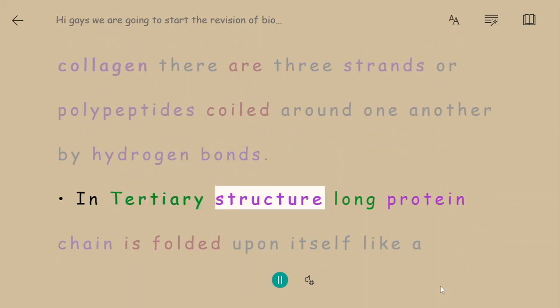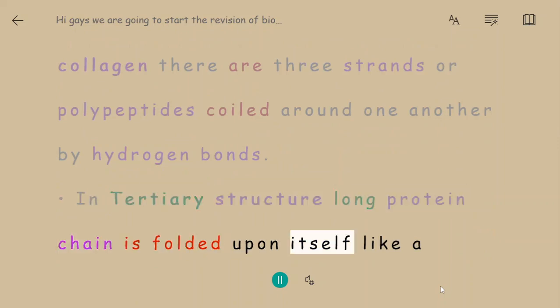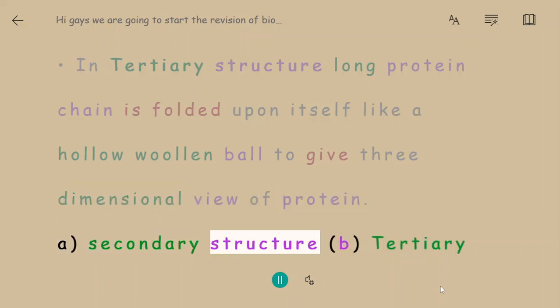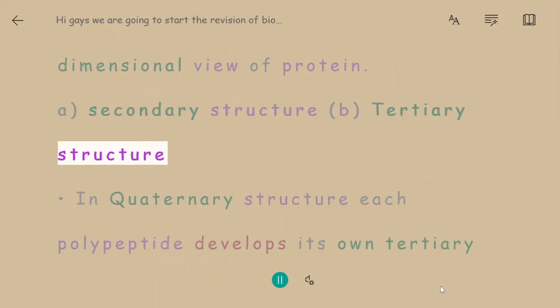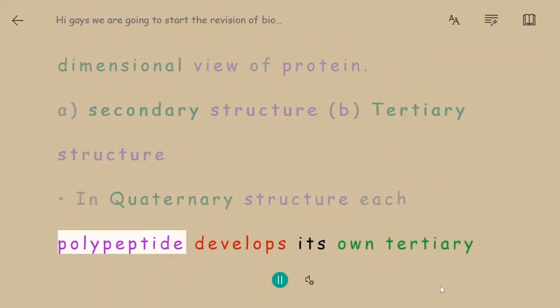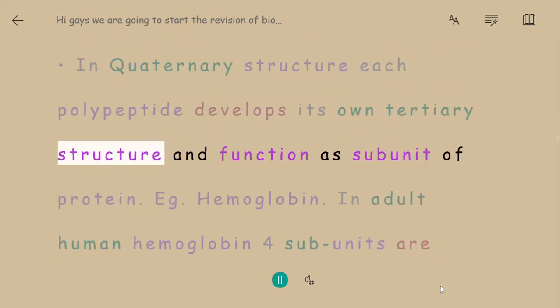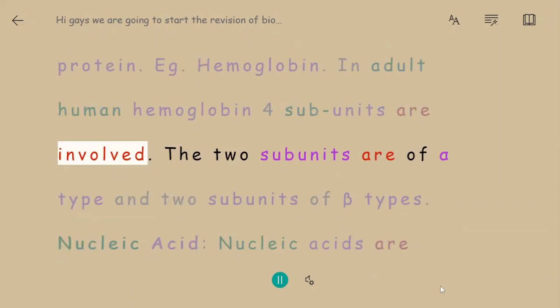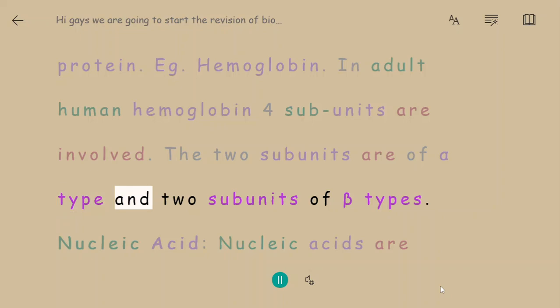In tertiary structure, the long protein chain is folded upon itself like a hollow woolen ball to give a three-dimensional view of the protein. In quaternary structure, each polypeptide develops its own tertiary structure and functions as a subunit of the protein. For example, hemoglobin. In adult human hemoglobin, 4 subunits are involved. The 2 subunits are of alpha type and 2 subunits of beta type.